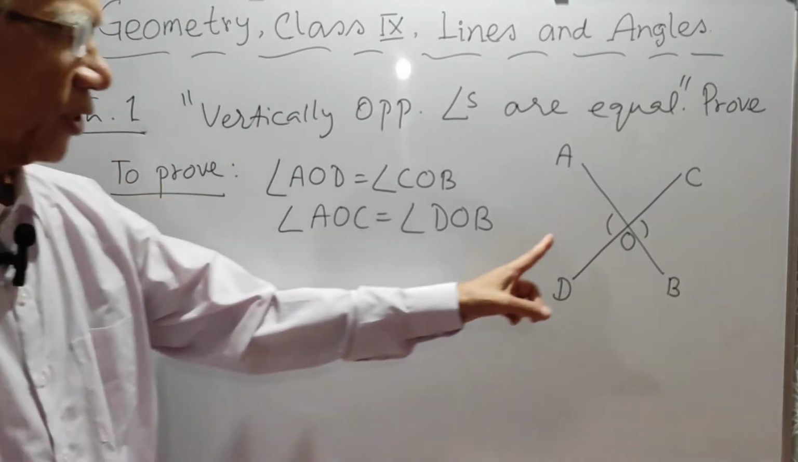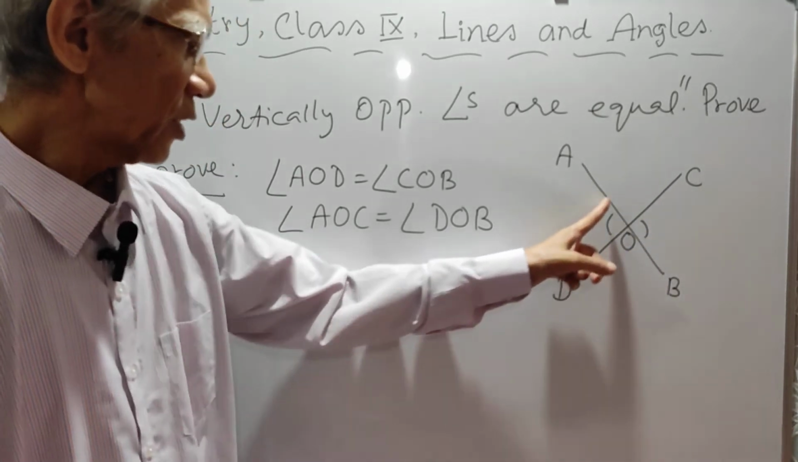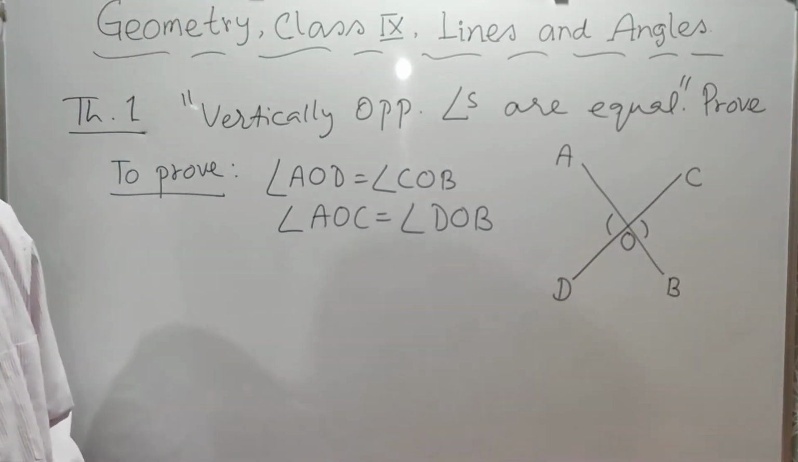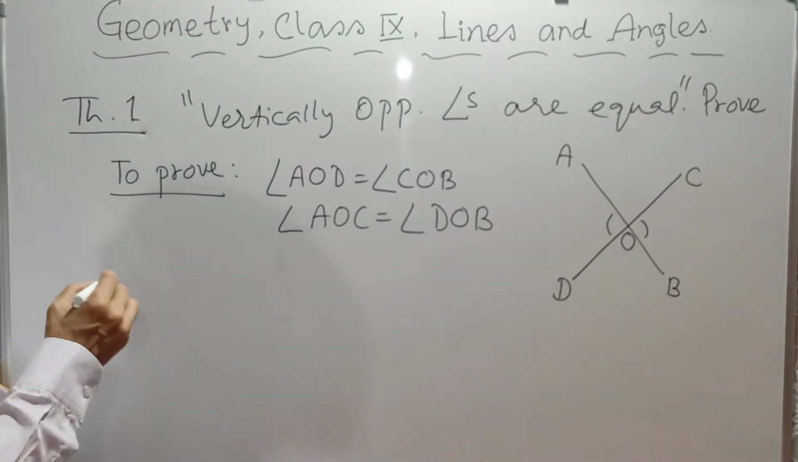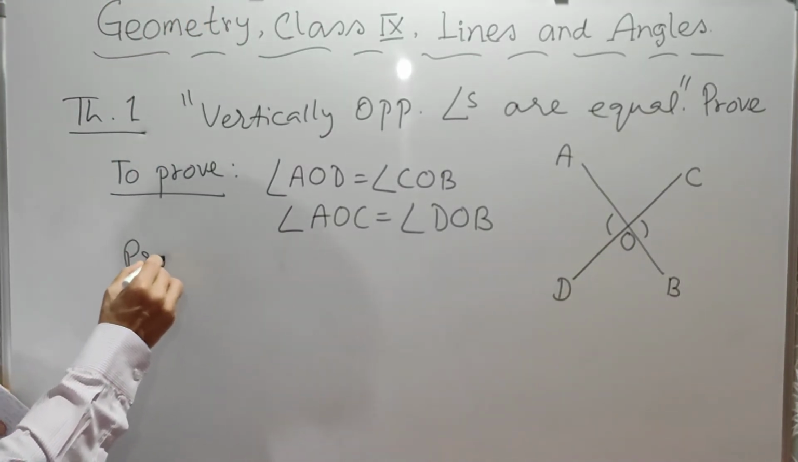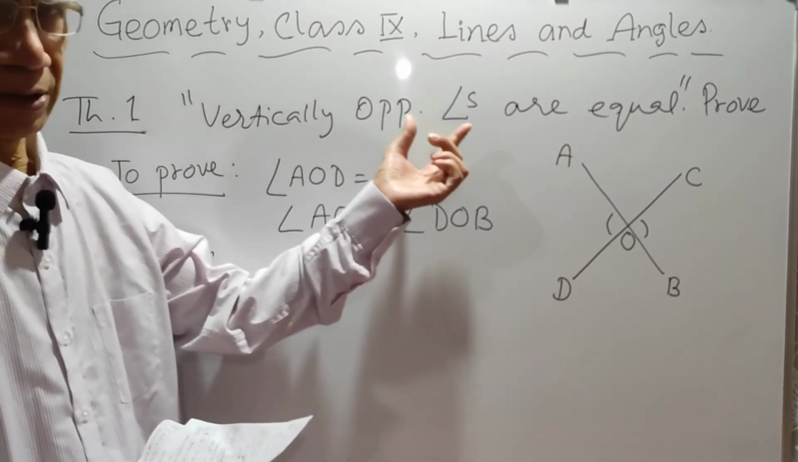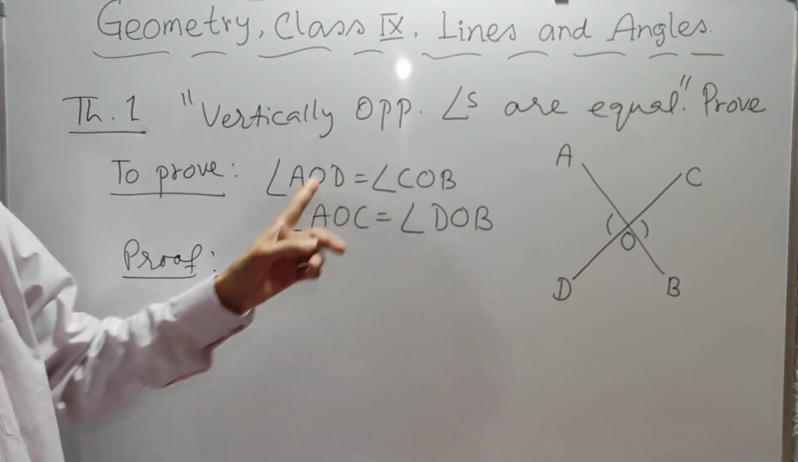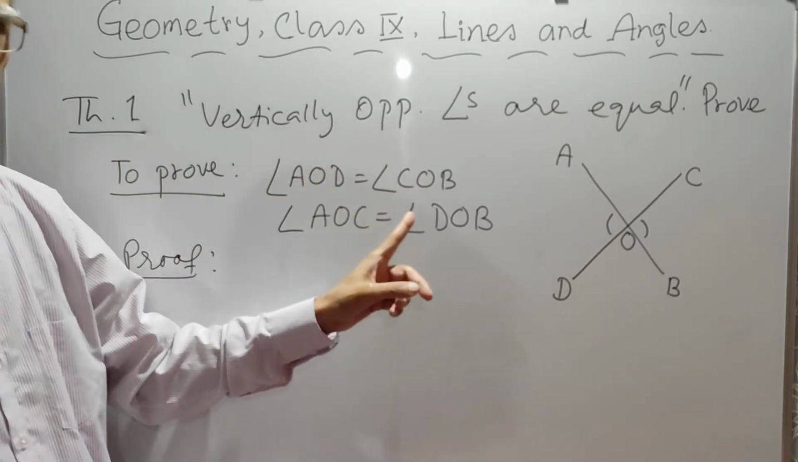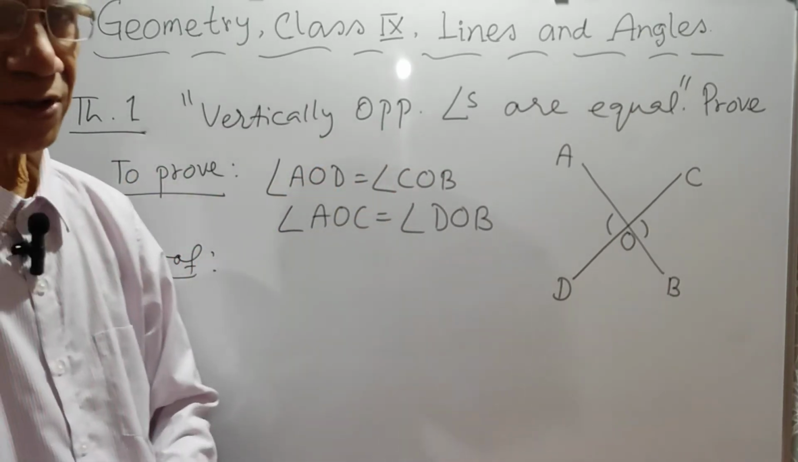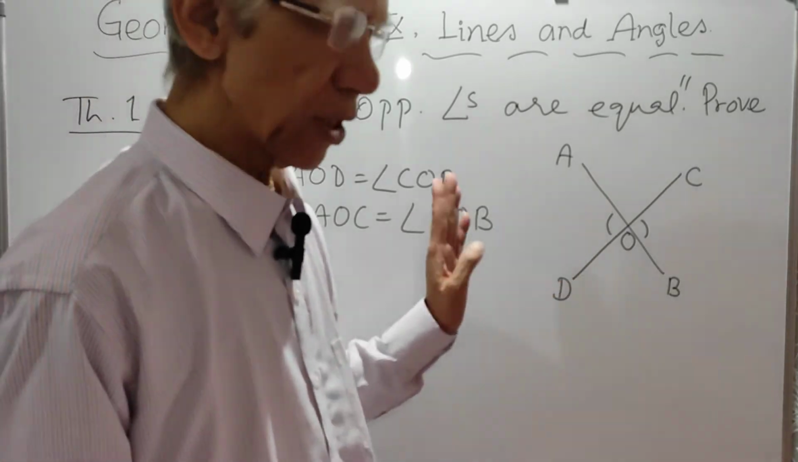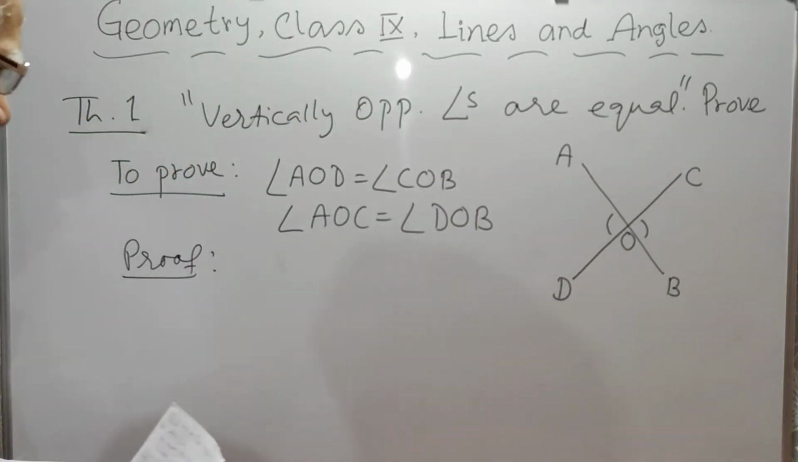Now required to prove. What is required to prove? This angle equal to this one, and this angle AOC equal to DOB. All right. Now proof. This is how you have to write theorems. First of all, given, then required to prove, and then proof. Sometimes construction is necessary, but for this one no construction is required.